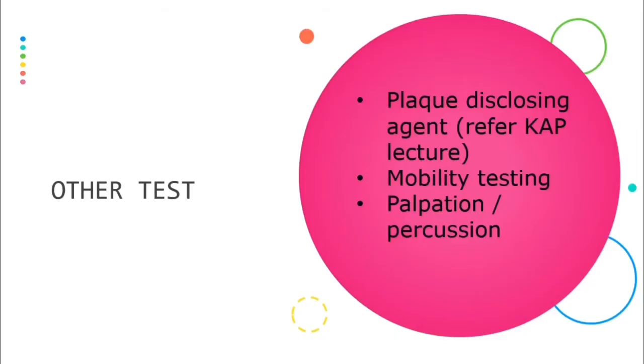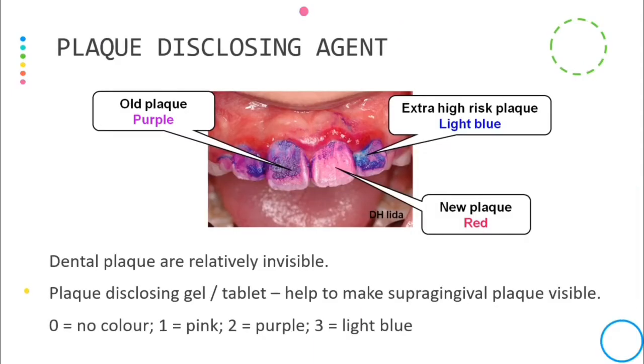There are also other tests that can be done in the chairside, which are the plaque disclosing agent, mobility testing, palpation, and percussion. Plaque disclosing agent will help us to disclose the plaque, and we are able to know the old plaque, the extra high risk plaque, and the new plaque. Plaque disclosing agent are available in the form of gel and tablet.